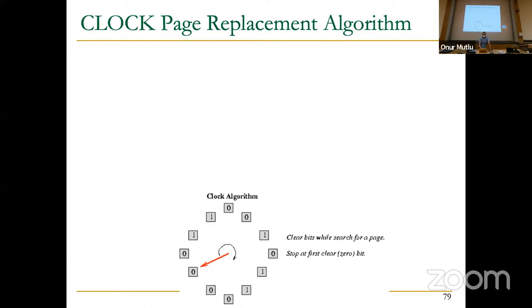So what this algorithm does is it examines each entry that the hand is pointing to. If the entry is zero, that's the page to replace. If the entry is not zero, meaning one, it sets the bit to zero and goes to the next entry. And it keeps searching for an entry with zero that's not recently accessed, while at the same time resetting the bits to zero, meaning I visited this entry, so it's not going to be recently used anymore from my perspective, right?